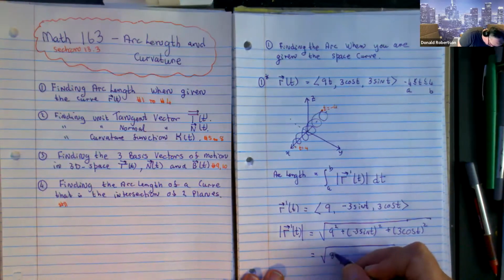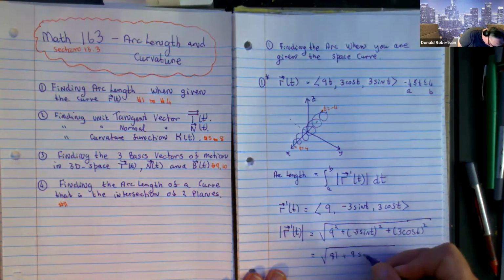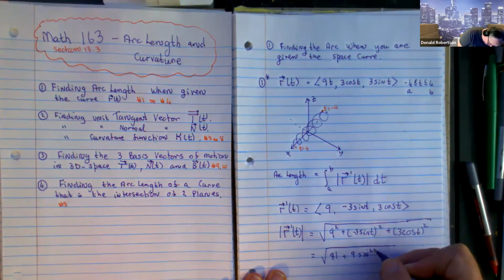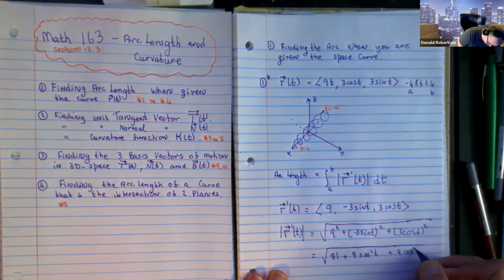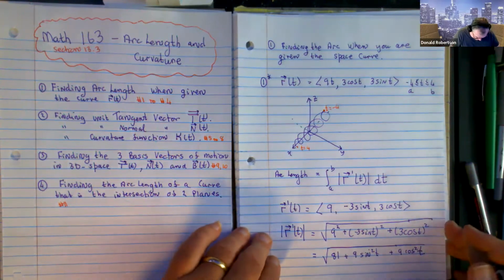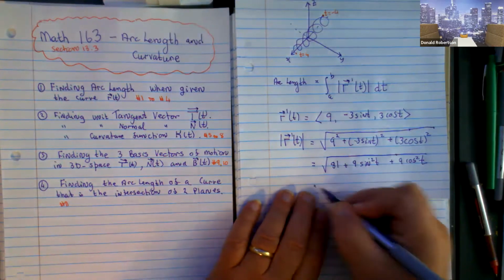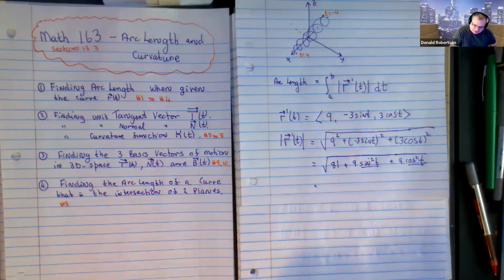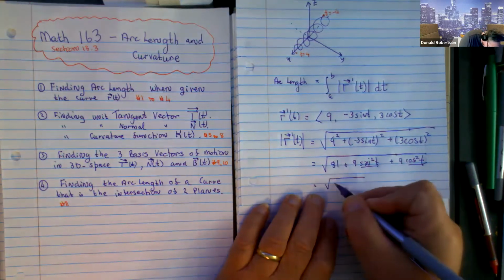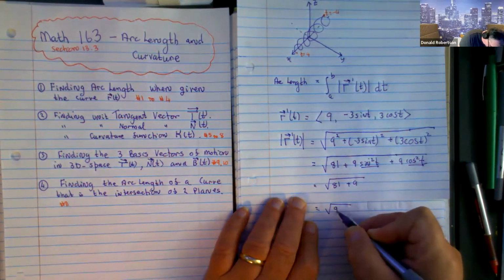9 squared is 81. -3 when you square it gets you +9 sine squared. And the other one gets you +9 cos squared. And yes, identities matter. I hope you recognize that sine squared plus cos squared is 1. So 9 sine squared plus 9 cos squared would get you 9. So what you're now going to have is 81 plus 9, which is simply the square root of 90.